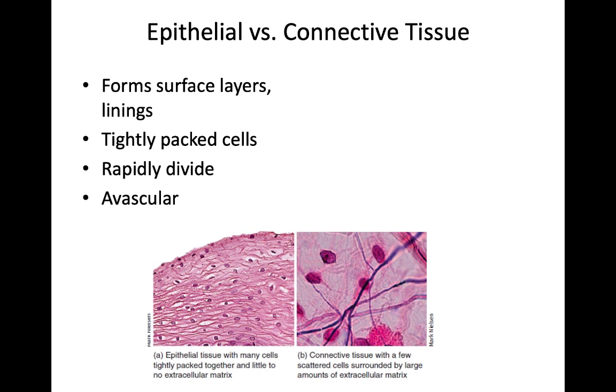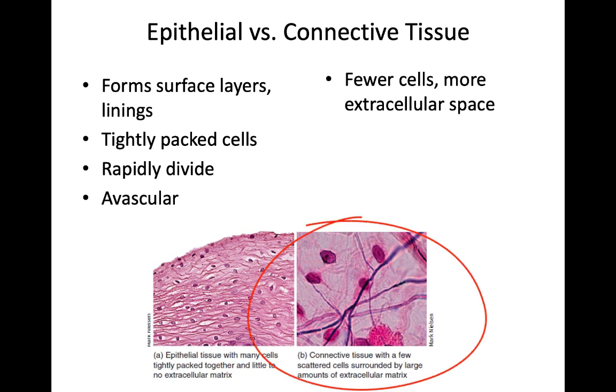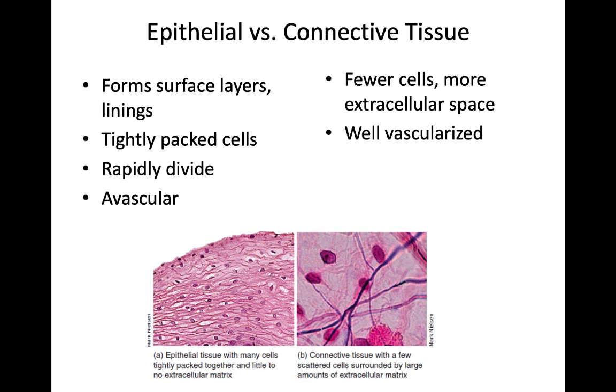In contrast, connective tissue is much looser, with fewer cells and a lot more extracellular space. Connective tissue has an excellent blood supply. Since it is the underlying support and binding of the body, it is usually covered by another tissue, usually epithelium. Connective tissue is very diverse. It has lots of different functions and structures.